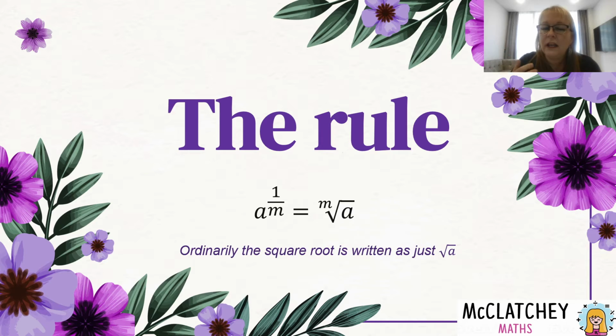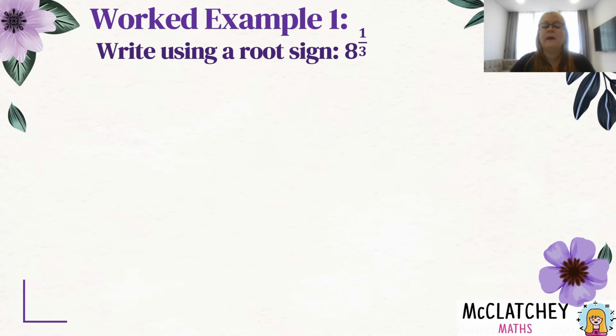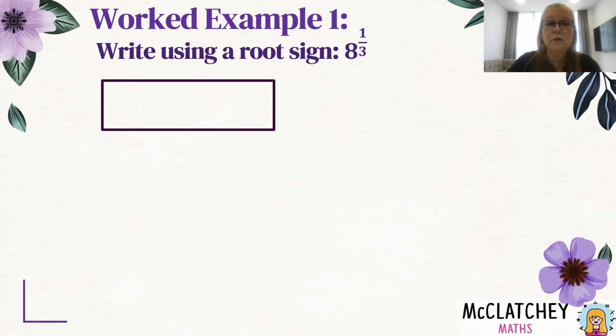Down the track though, it's just a lot tidier, and it's mathematical convention to just write it as a square root. Okay, we're going to do some examples now with our rule. So our first one's a fairly simple example. Write the number 8 to the power of a third using the root sign. So first of all, let's write our rule down. So this is our rule that we've developed over the last few minutes.